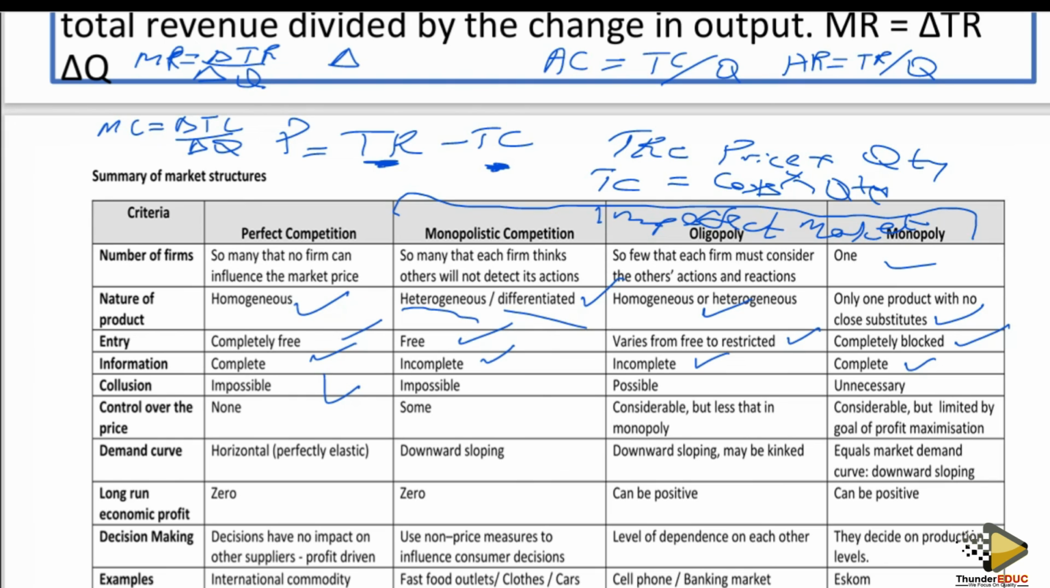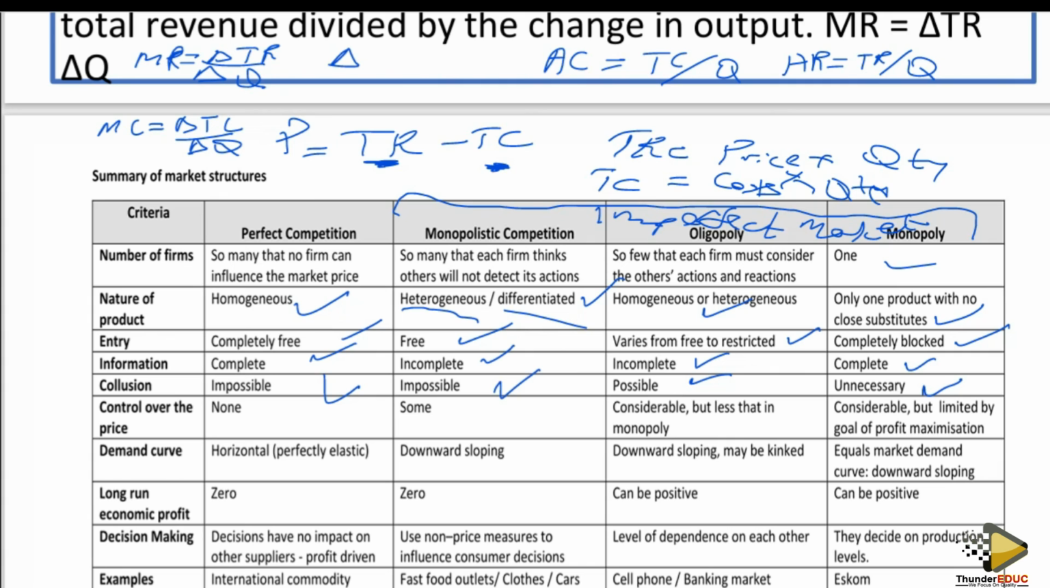That it's not allowed according to Competition Act policy. And also it is impossible for monopolistic competition, but it is possible with oligopoly. It is also unnecessary with monopoly, because it is alone in the business.